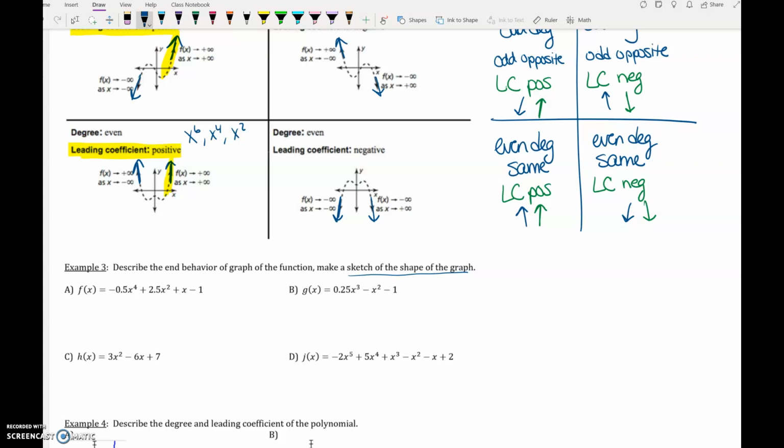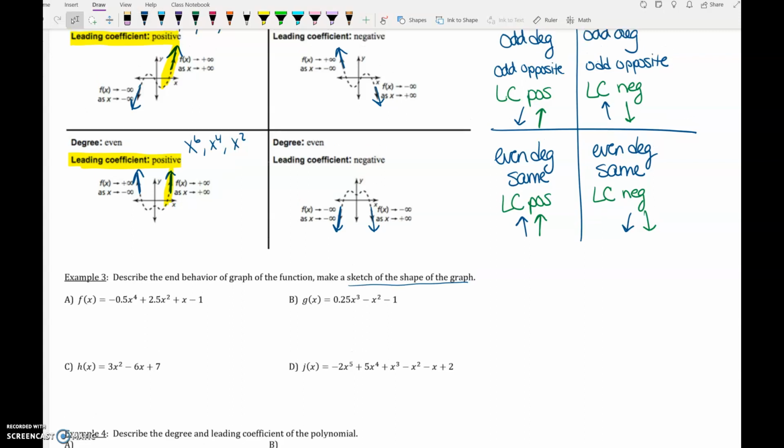What's the left side doing? What's the right side doing? So in example 3A, this one, we first need to look at the degree. So the degree of this one is 4. 4 is an even degree. So I'm going to write down even degree.